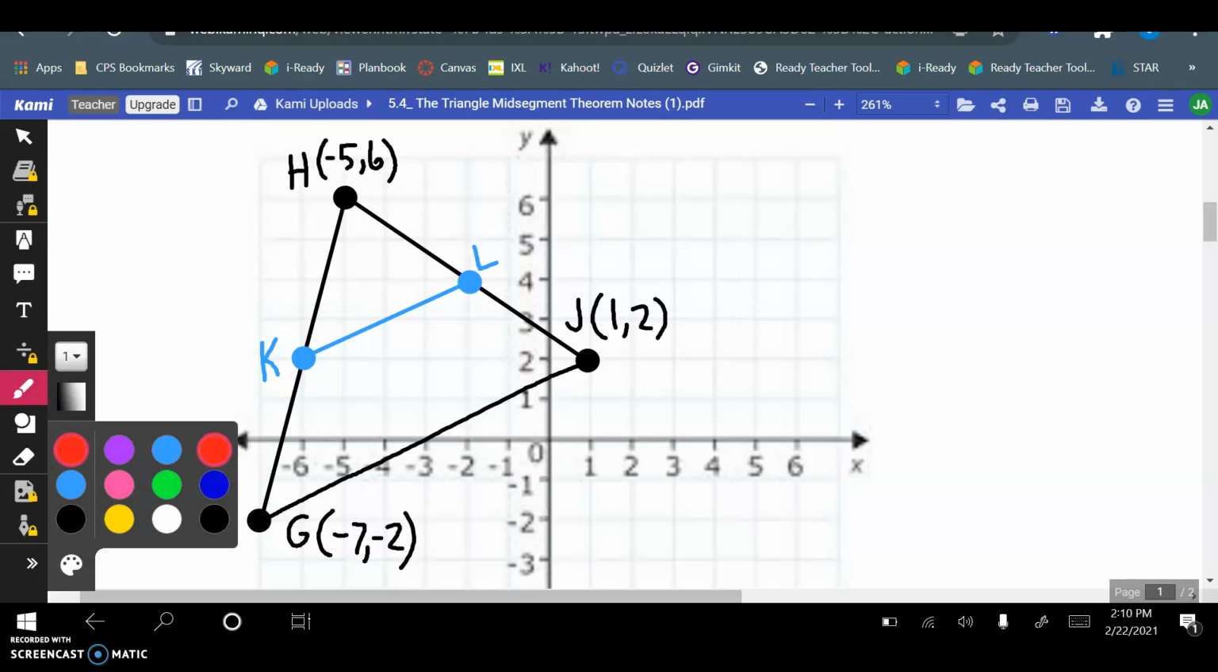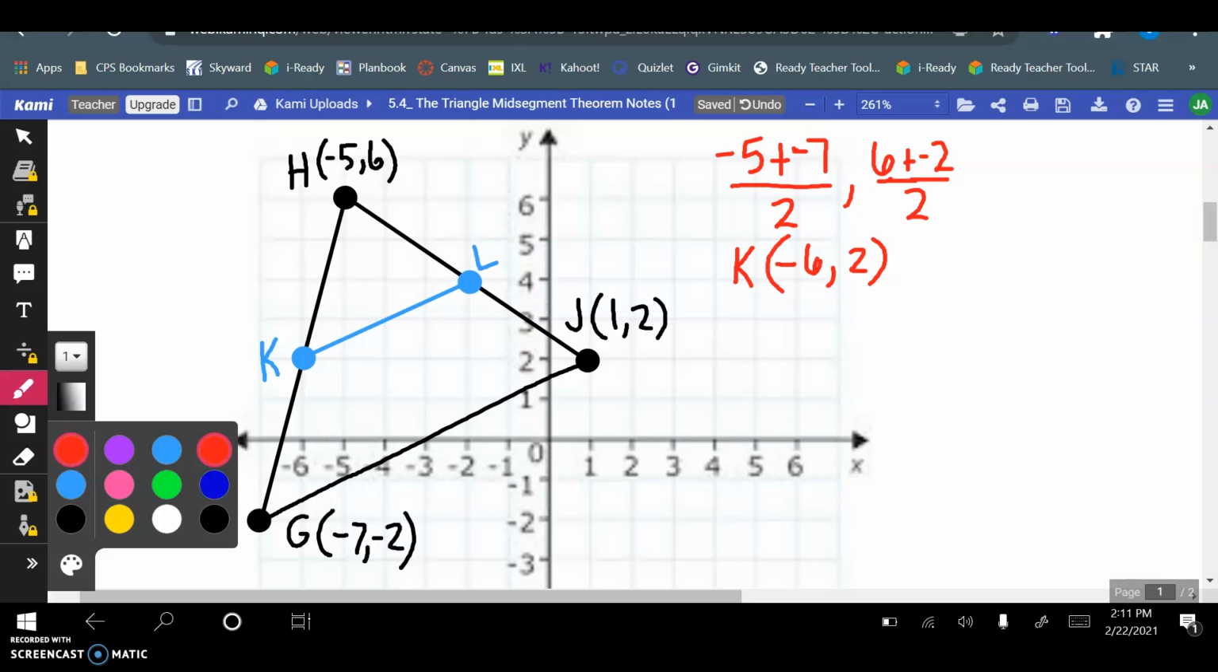of HG. That is where we take the x's, -5 and -7, add them together, and divide by 2 for our x coordinate. Then we do the same thing for our y coordinates. So we have 6 plus -2 for the y coordinates, and we divide that by 2. -5 plus -7 is -12. -12 divided by 2 is -6. Then 6 plus -2 is 4. 4 divided by 2 is 2. So the ordered pair for K is -6, 2.